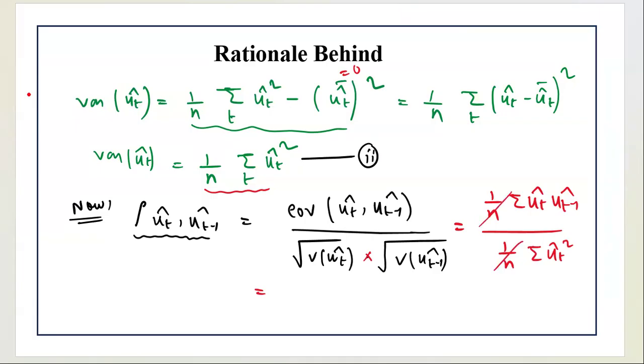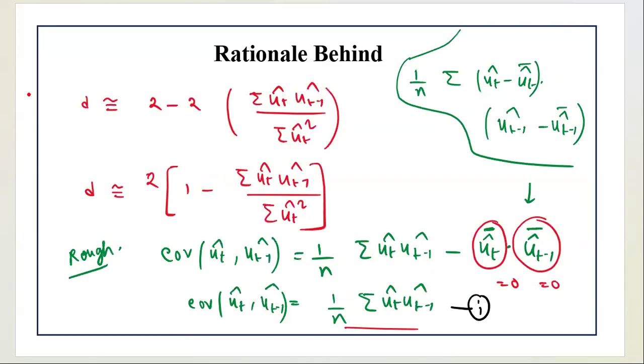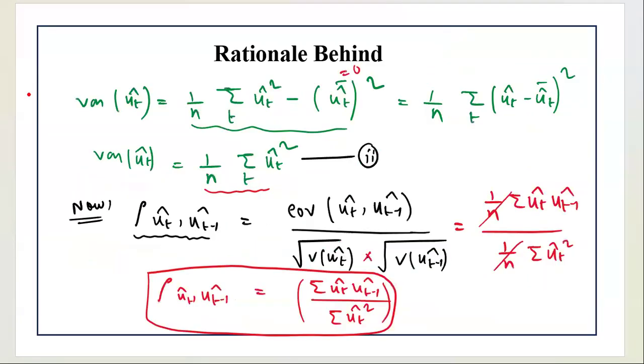So this thing will cancel out and you will be left with only summation ut cap, ut minus 1 cap over summation ut cap square. And this is simply the correlation between ut and ut minus 1. Now, this is a very crucial relationship. From this, can you remember something where we got this expression? See, this is the same expression we got while calculating the D statistic, right? This is the same relationship. So instead of this entire thing, we can replace rho, or rho cap, whatever you call it.